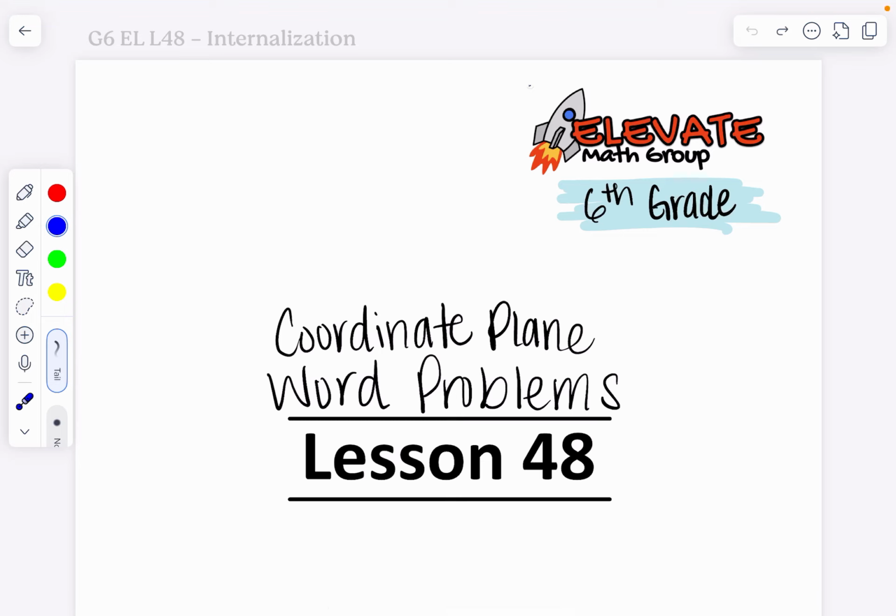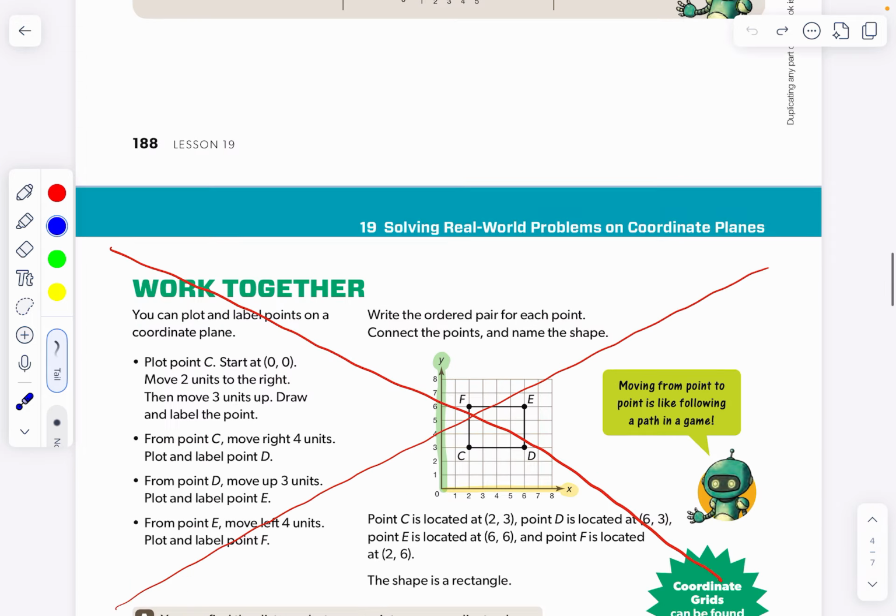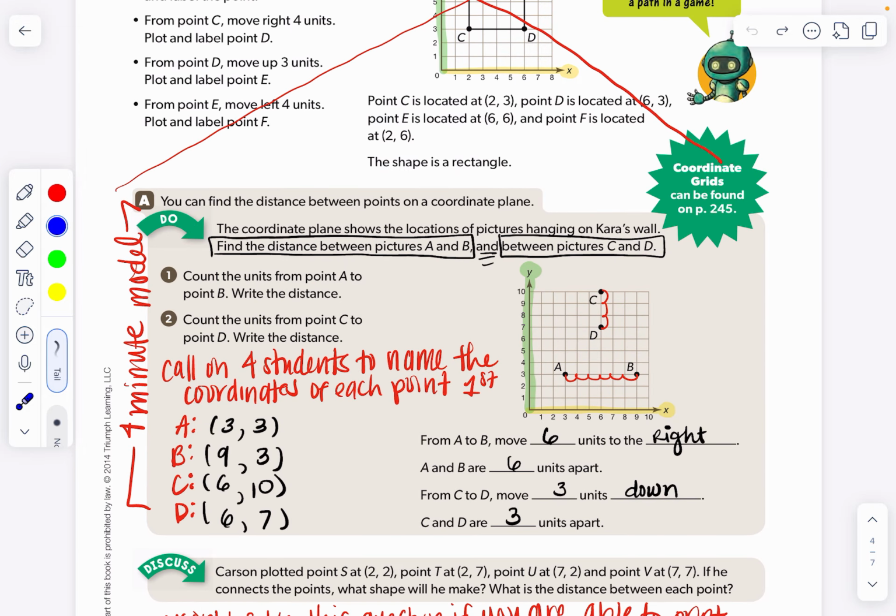Hi everyone, for our 6th grade Elevate group, today we are continuing work on the coordinate plane, specifically focused on word problems. So yesterday we learned about the X and Y coordinate, we learned how to plot points in the first quadrant, we also learned how to identify the ordered pair for a point that has already been plotted. Today we are focused on some following of instructions, as well as finding the distance between 2 points, particularly when we have been given a word problem.